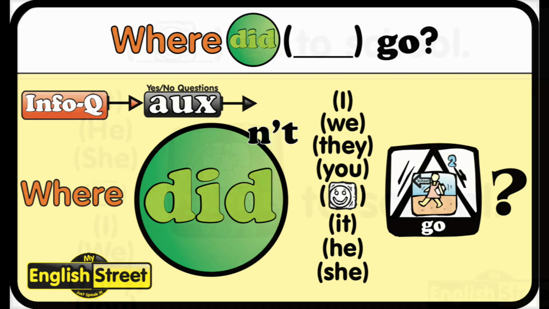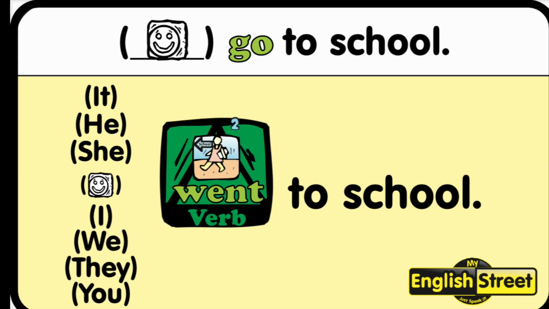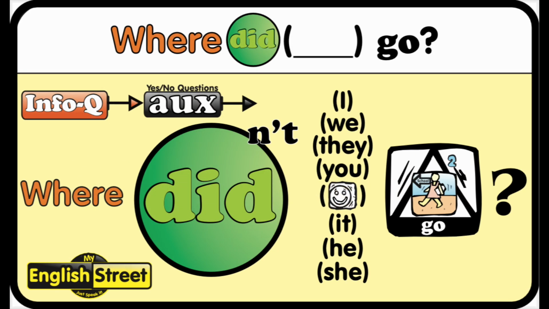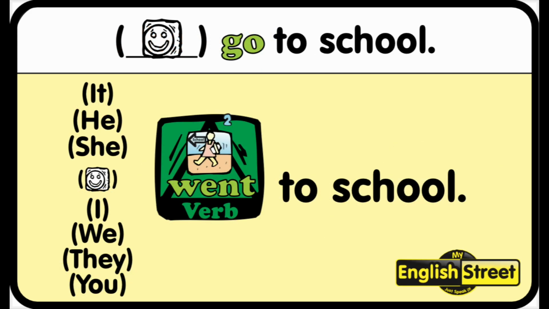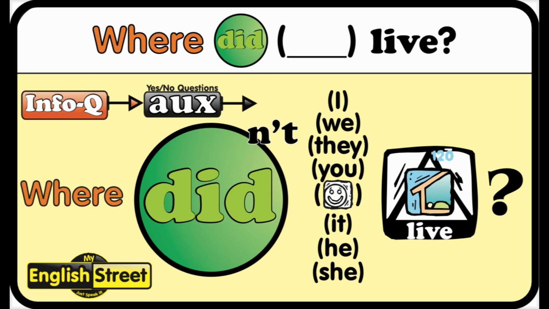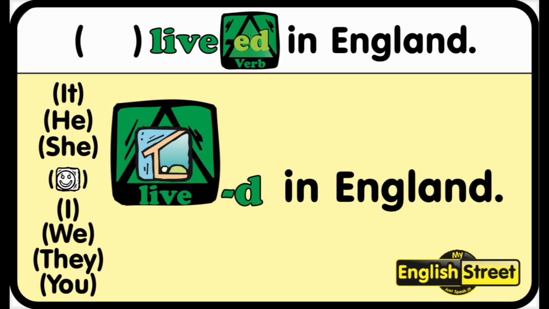Where did you go? I went to school. Practiquémoslo con she. Where did she go? She went to school. Where did she live? She lived in England.